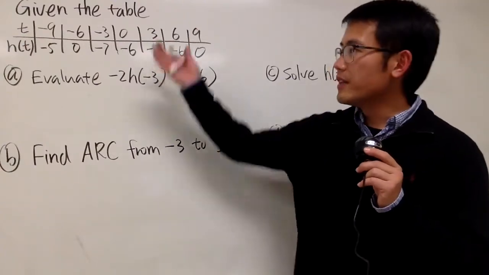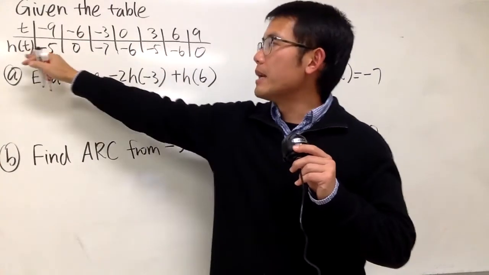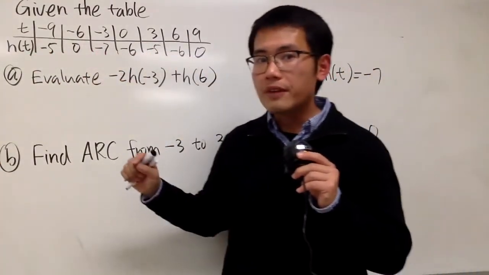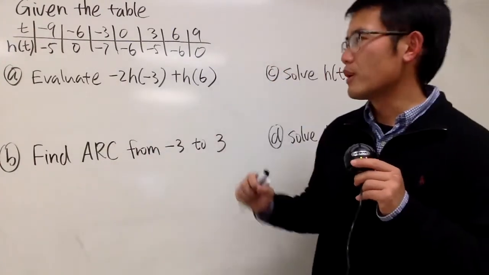For this question, we are given a table of values, and as you can see, on the top we have the input, and on the bottom right here, we have the output. So be really careful. T is the input, and H of T is the output. And pay attention to the following questions.